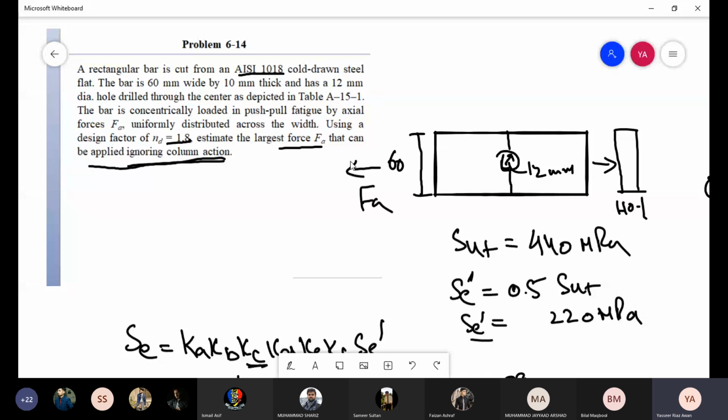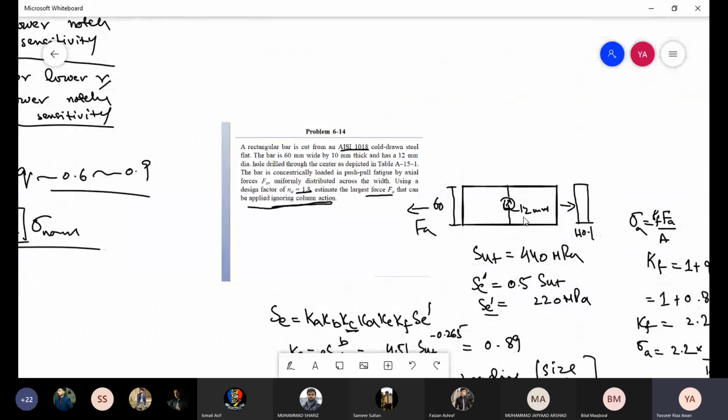And we are designing for infinite life in this case. Okay. So we have used SE. Okay. So we have designed for infinite life. So any questions from this?